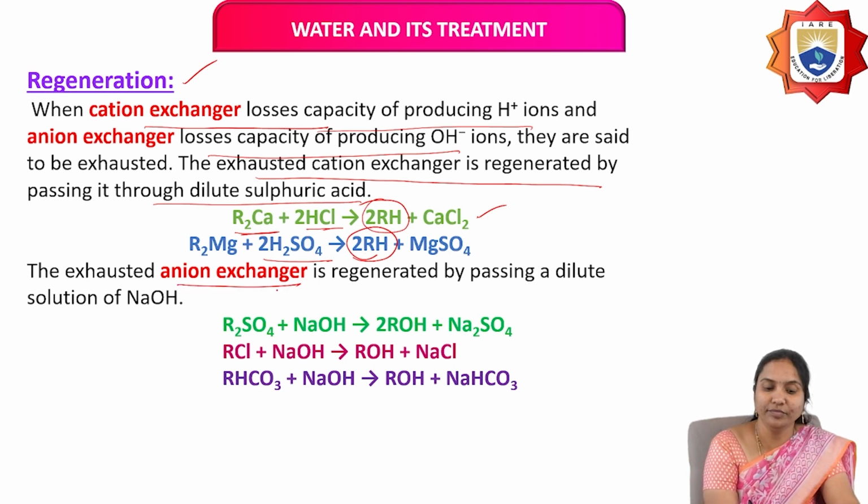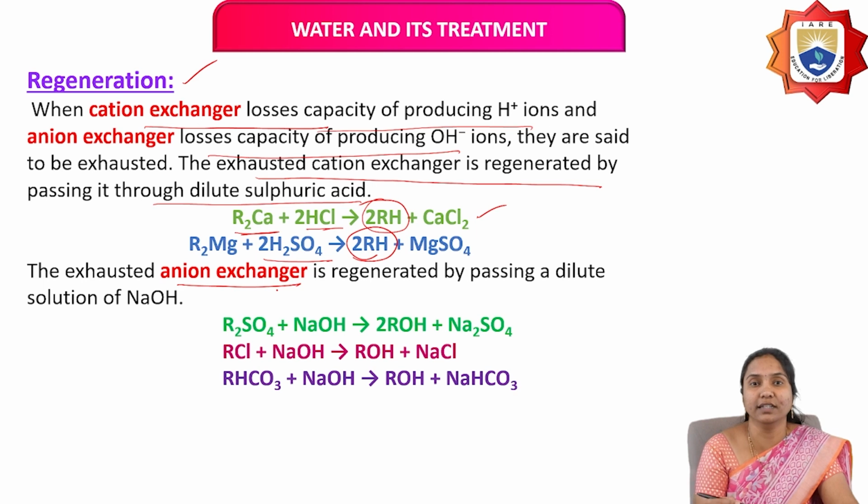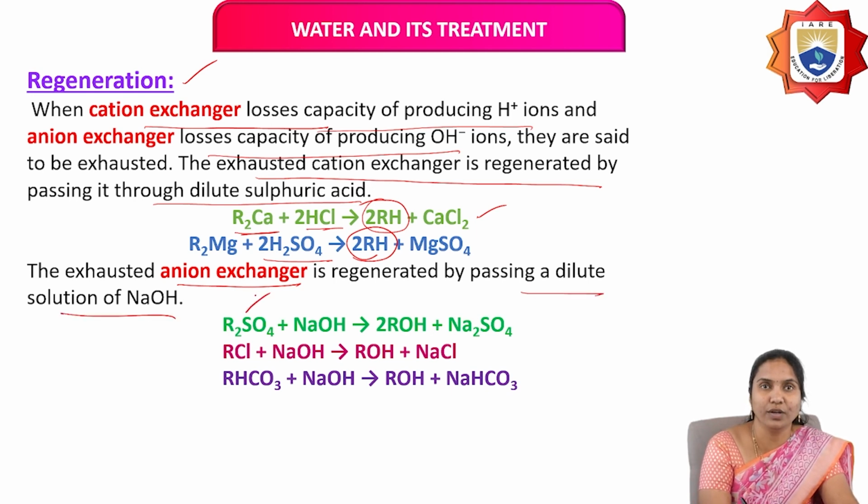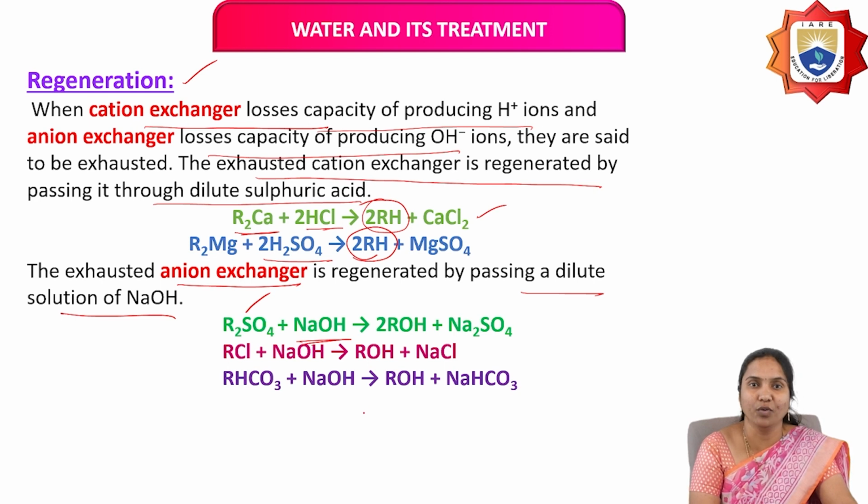And for example here, the anion exchange resin is exhausted, having lost its ability to produce OH minus. So how can we regenerate this anion exchange resin? By passing a dilute solution of NaOH. Here R2SO4, the anion exchange resin, can be regenerated by adding dilute NaOH. So ROH, the anion exchange resin, is regenerated.